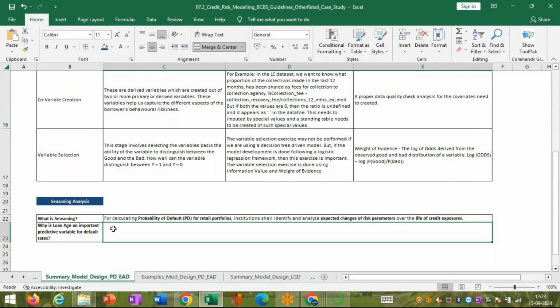Let me say that loan age has important implications for the riskiness of a loan.